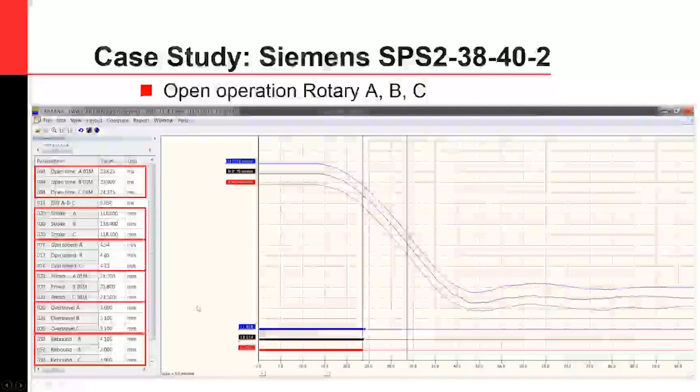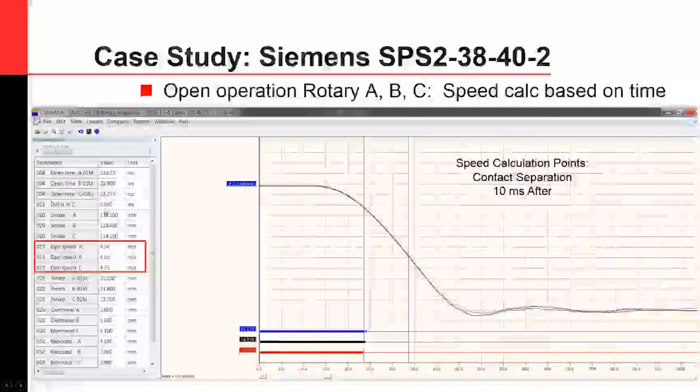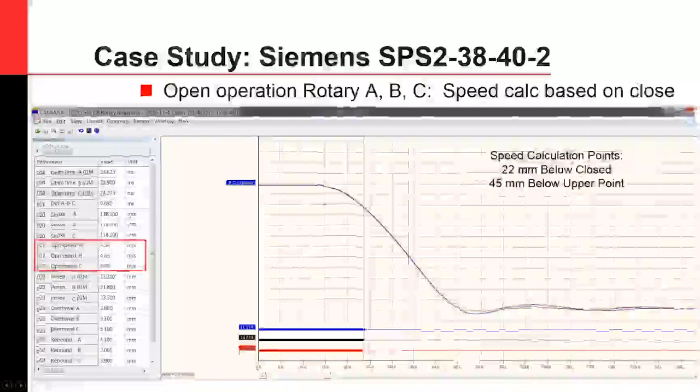So if I switch over and go to speed calculation points, 22 millimeters below close, 45 millimeters below upper point. And the reason I chose these is because that's right in that same marking zone. But now you'll see 4.63, 4.64, and 4.57 meters per second. So all very close there.